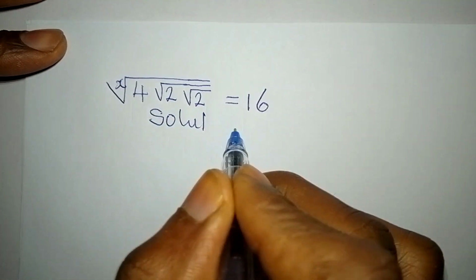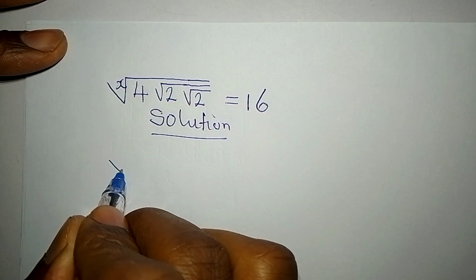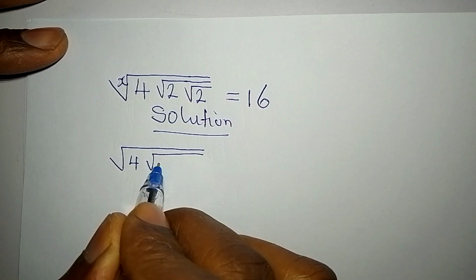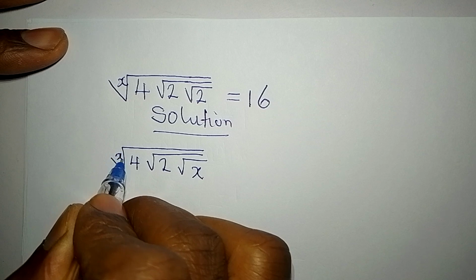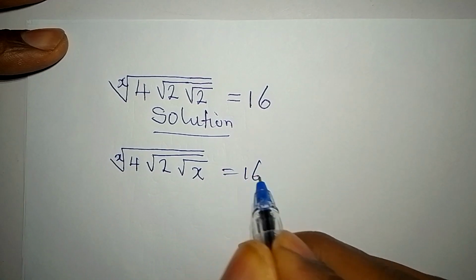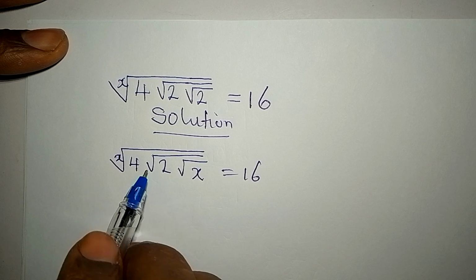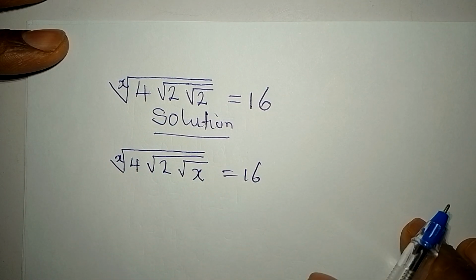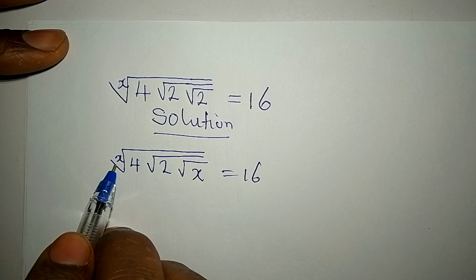Let's provide the solution to this problem. 4 root 2 root x equals 16. Okay, so this means that we're looking for the x root of all of this, right? So the first thing we're going to do is to eliminate this x root.